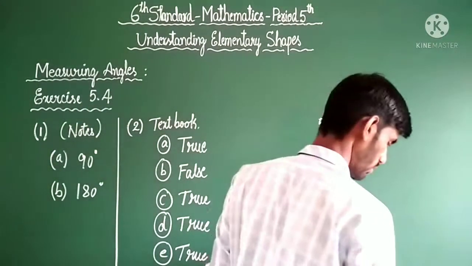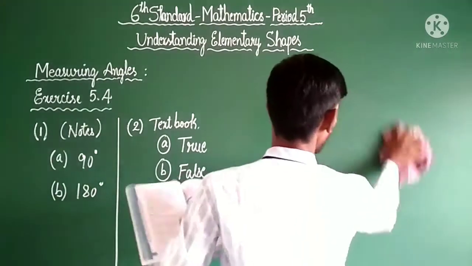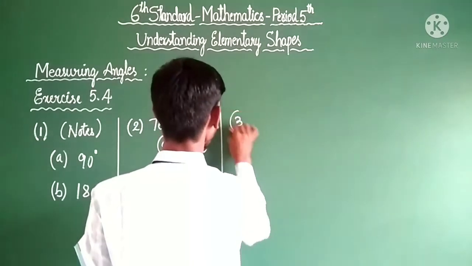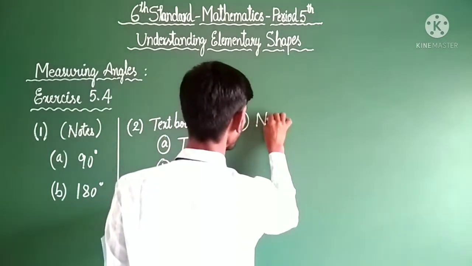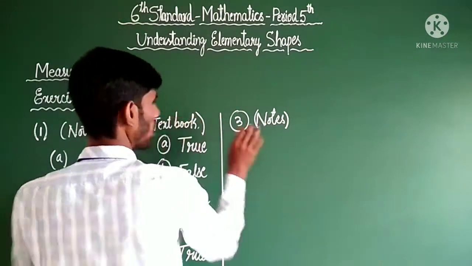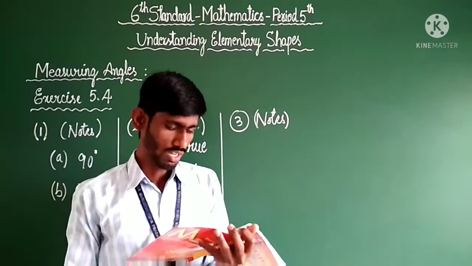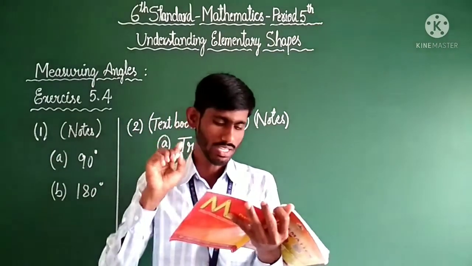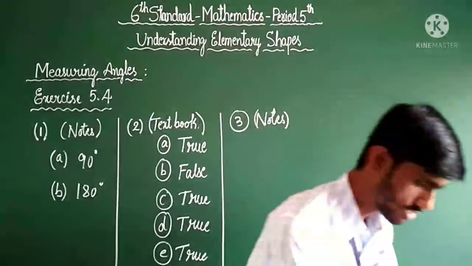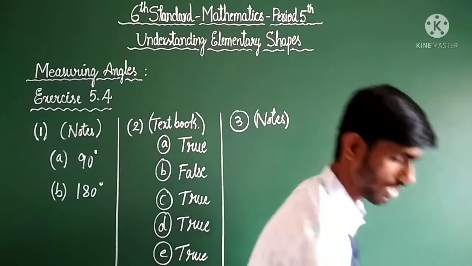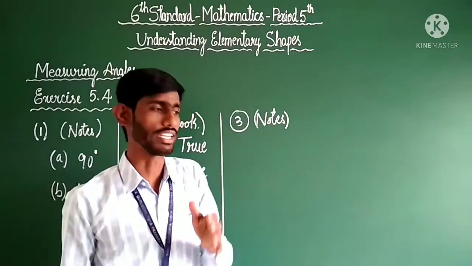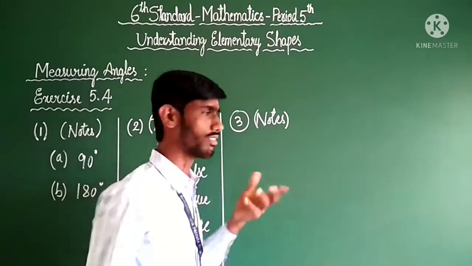Third main. Dear children, third main belongs to notes. Okay. Write down the measure of A, some acute angles, B, some obtuse angles. Dear children, the measurement of an acute angle is less than 90 degree. We need to write some of the measurements.